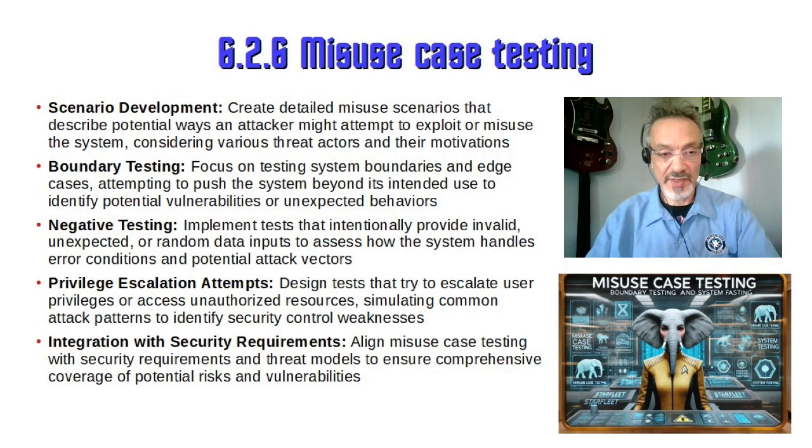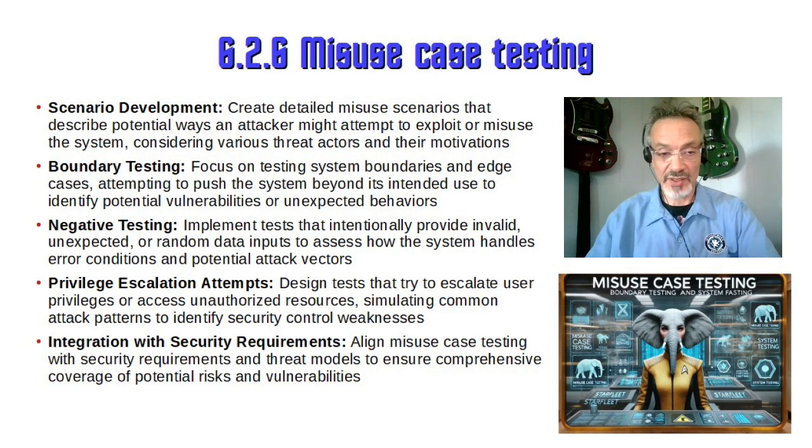Boundary testing. In this step, you test the system's boundaries and edge cases, pushing it beyond its intended use to see how it handles unexpected inputs or conditions. This can reveal vulnerabilities that wouldn't otherwise be detected, like a buffer overflow. Negative testing. Here you intentionally input invalid, unexpected, or random data into a system to see how it handles these conditions. It helps ensure that systems can gracefully handle invalid inputs without introducing security risks.